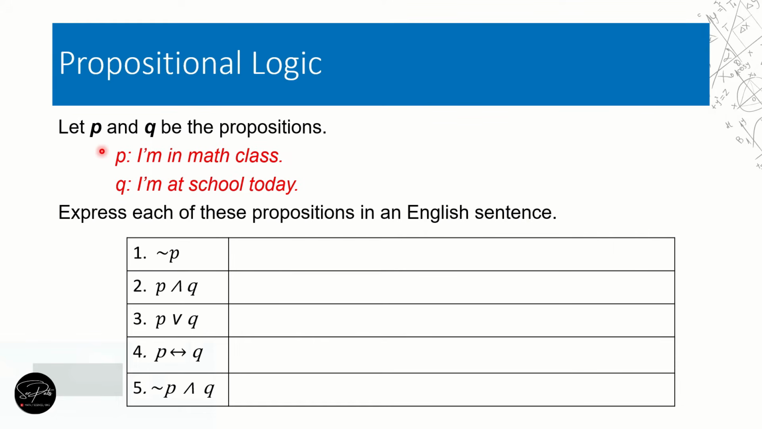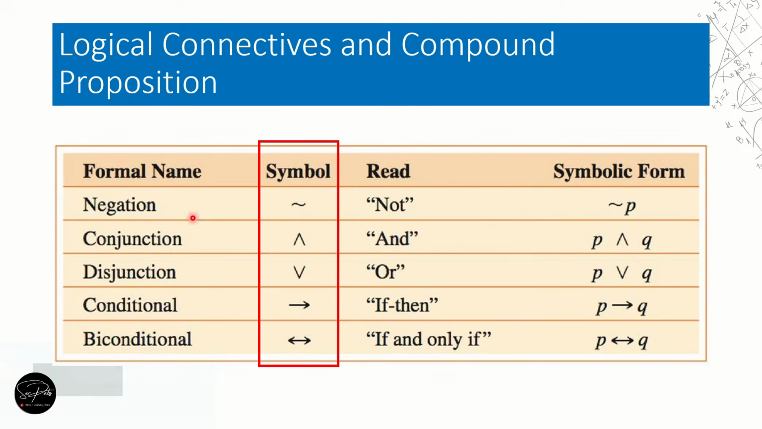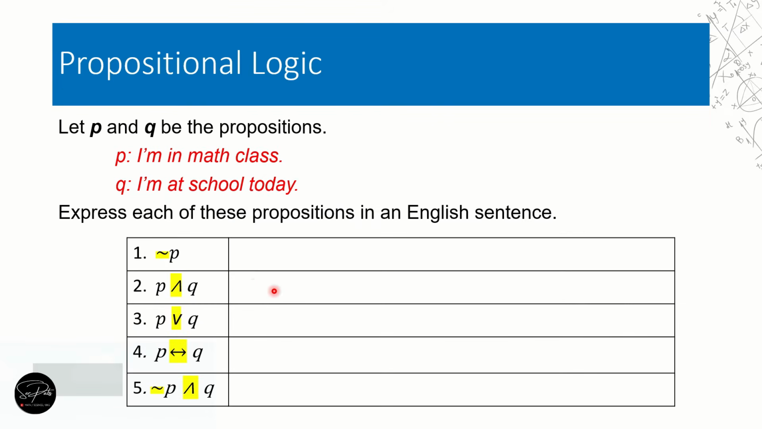And let's have more examples here. Let P and Q be the propositions. P: I'm in math class, and Q: I'm at school today. Our instruction is to express each of these propositions in an English sentence. Before we express them, let's first read our examples. We have not P. Let's review our symbols: the symbol for negation or not, the symbol for and, the symbol for or, if-then, and if and only if. Those are the logical connectives we should remember. Okay, let's go back here. We have not P, number 1.